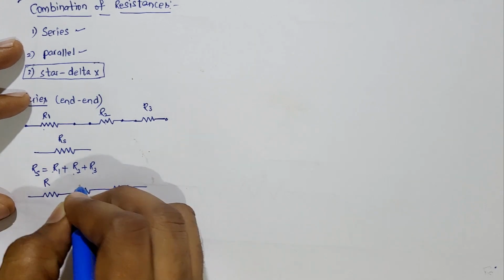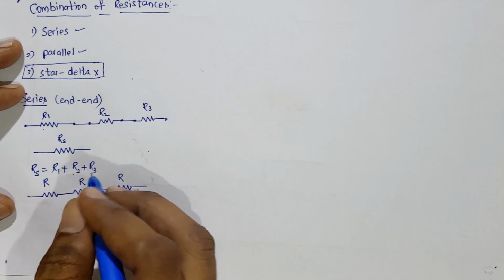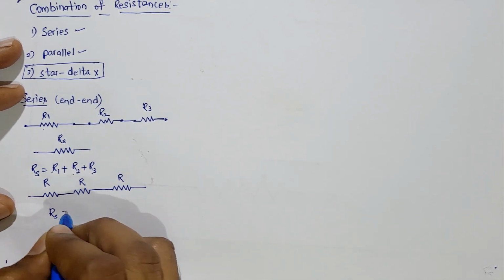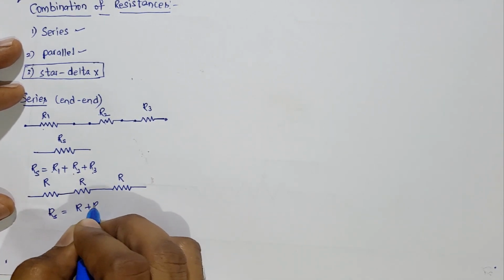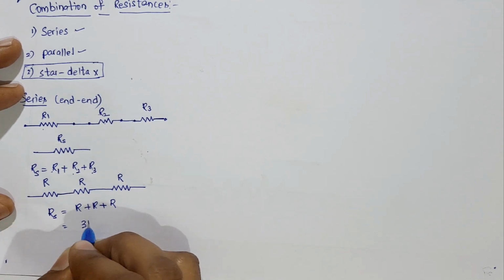This is also R, this is also R, this is also R. So what will the equivalent resistance be now? R series is equal to R plus R plus R. What happened now? R plus R plus R is 3R.